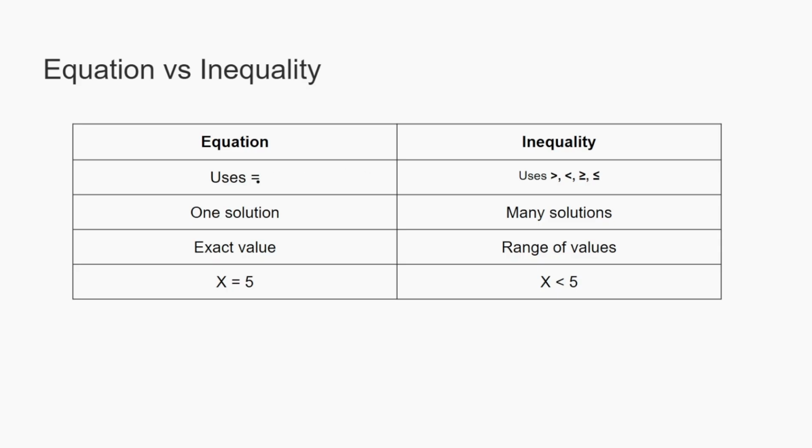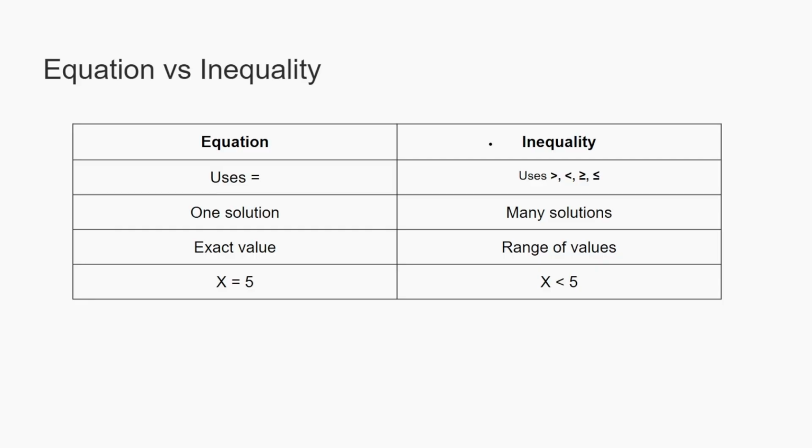Because of that, it uses an equal sign. There tends to be one solution and it's an exact value. For example, for x equals 5, there is one solution that makes x true. X needs to be equal to 5.